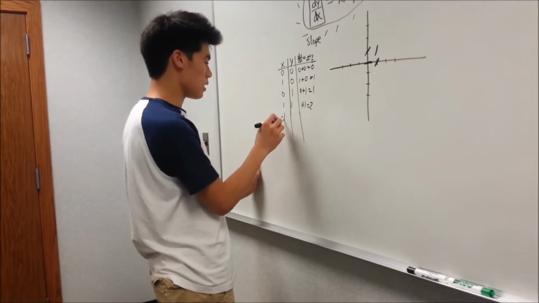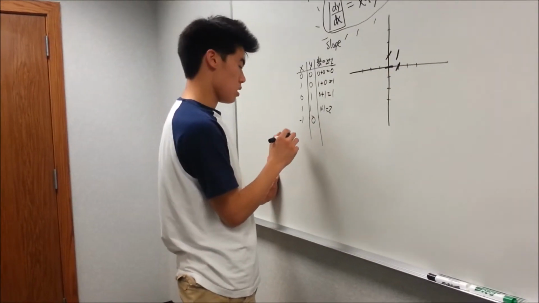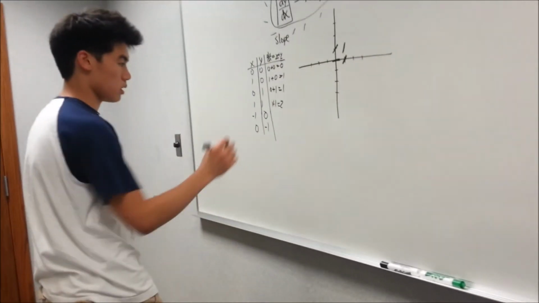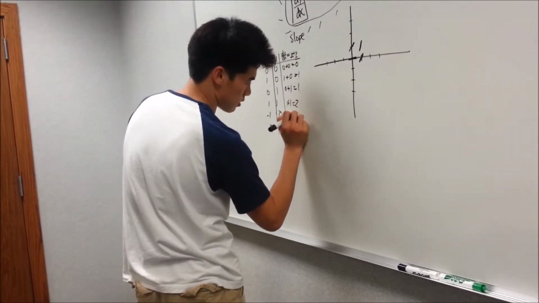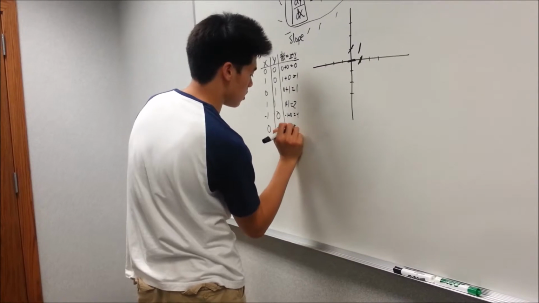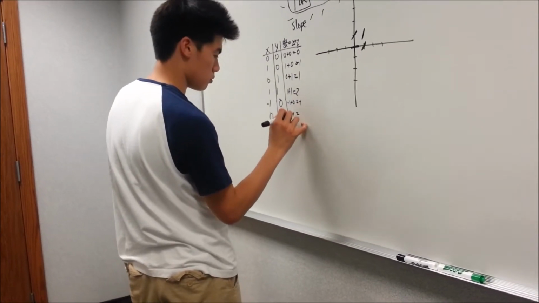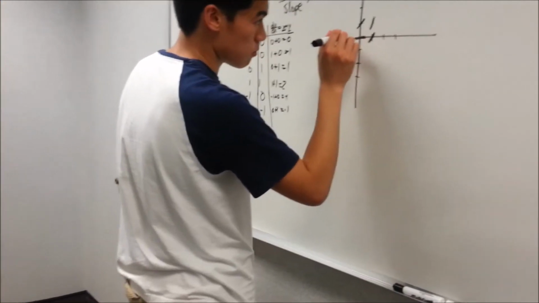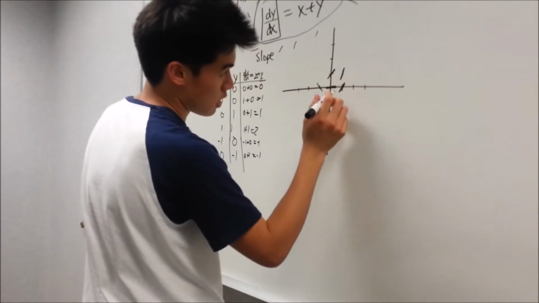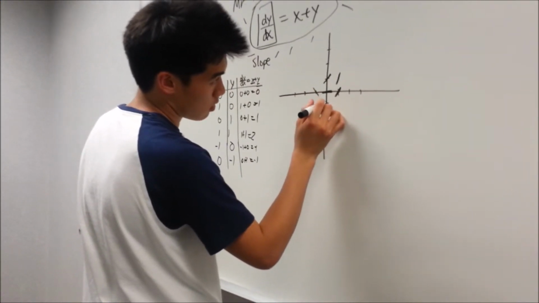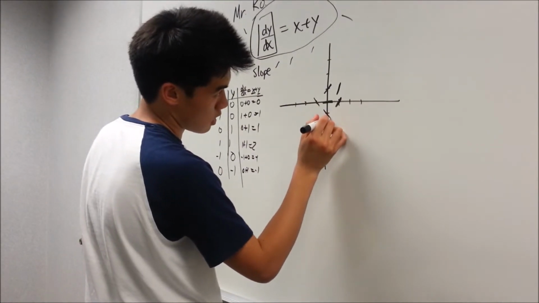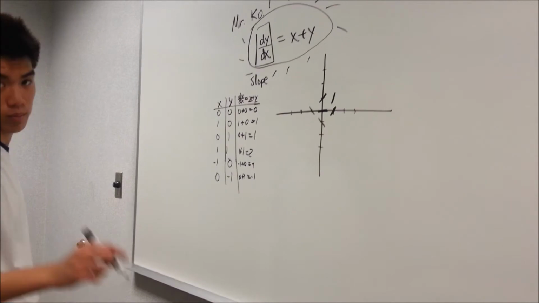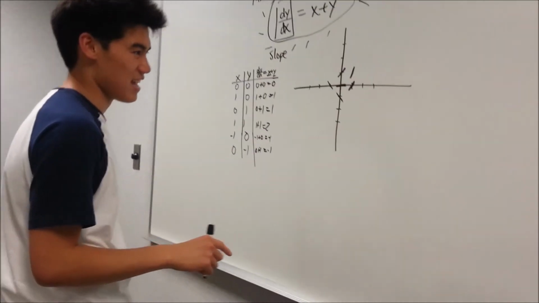Let's do a negative 1, 0, and a 0, negative 1. So we're going to get a negative 1 plus 0, and a 0 plus negative 1. So we're going to get a negative 1 here, and a negative 1 here. Right. Yes. Okay, I don't think that's right, but it's actually right.